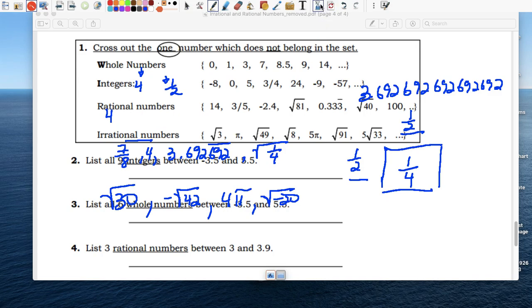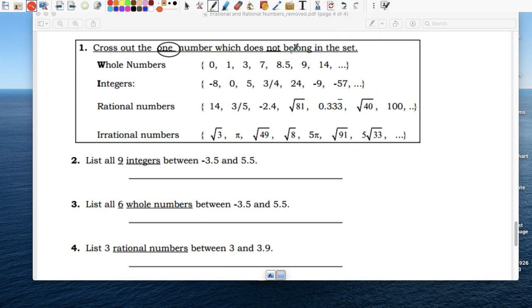Cross out one number which does not belong in the sentence. Okay, so whole numbers. Well, whole numbers are 0, 1, 2, 3, and so on. So who doesn't belong here? Well, 0 is okay, 1's okay, 3 is okay, 7's okay. This guy, 8.5, doesn't belong there. Integers. Well, integers are the whole numbers and their opposites: -1, -2, -3, and so forth. So -8 is good, 0 is good, 5 is good, 3/4. No fractions in the integer family. So this guy is out.